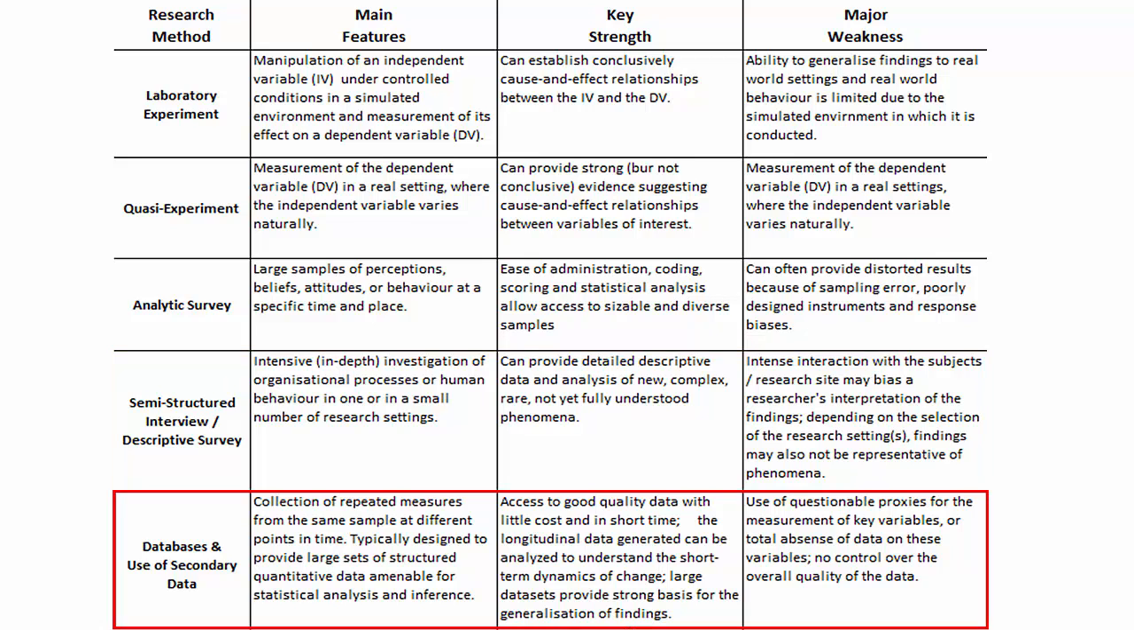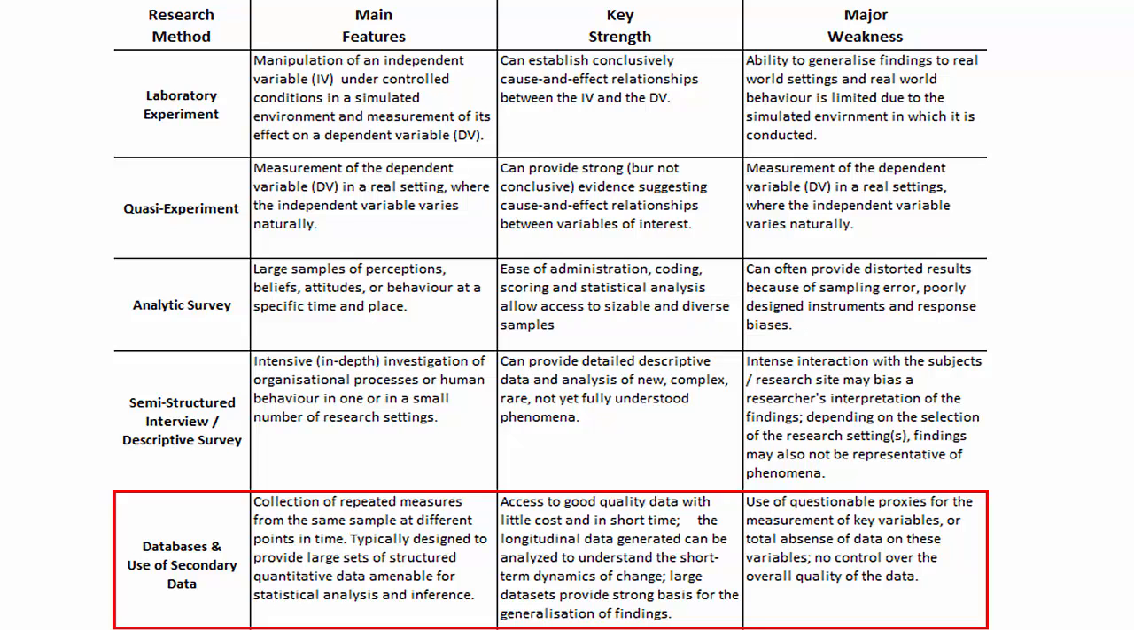Finally, databases and just generally use of secondary data, which could be qualitative or quantitative. Quantitative if you deal with, for example, a large panel survey such as Understanding Society, or qualitative data if, for example, you rely on newspaper content or on video footage such as movies, why not, or interviews appearing in popular media. Now, the main features included on our table refer directly to databases of quantitative data.